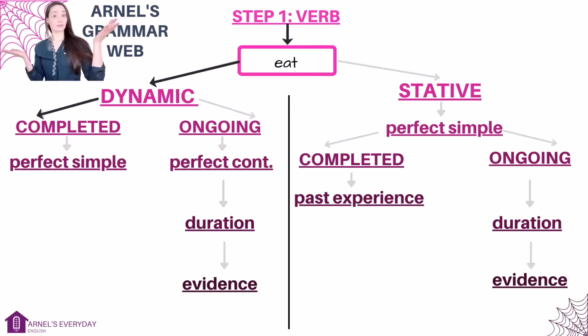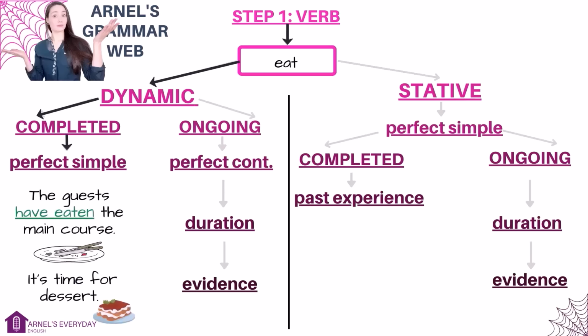If your action is completed and connected to the present, you need the present perfect simple. The guests have eaten the main course. Completed. Now it's time for dessert. Let's try with ongoing. If your action is ongoing, you need the present perfect continuous. The guests have been eating, and they are still eating. Duration, all evening. You can see you need present evidence.